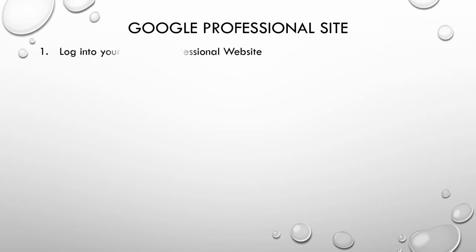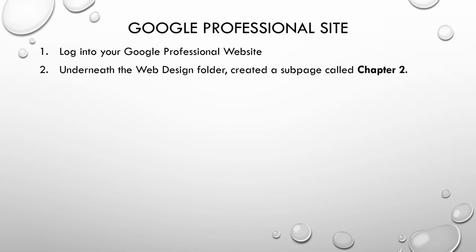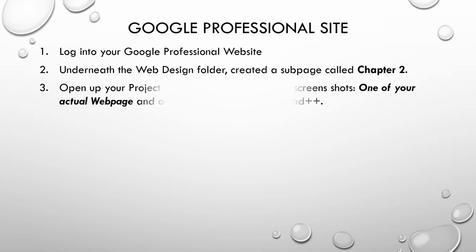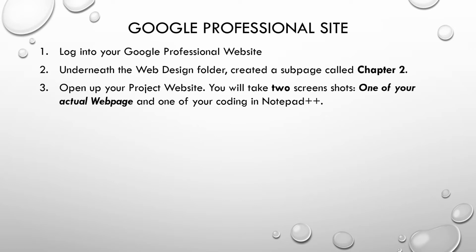Google Professional Site. At this point, I want you to log into your Google Professional website on your Google Drive. Underneath the Web Design folder, create a subpage called Chapter 2. Open up your project website on your flash drive. You will take two screenshots, one of your actual web page and one of your coding in Notepad++.